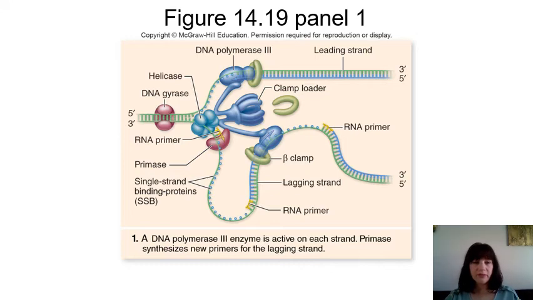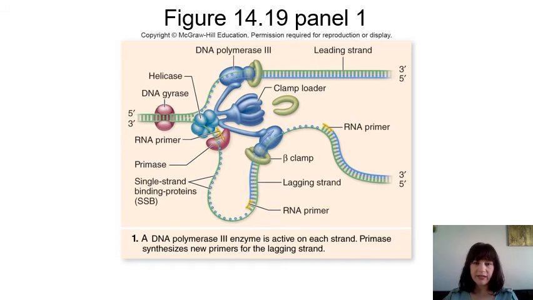So here we have some DNA that's been separated, and you can see that on the leading strand, the DNA polymerase III has generated new DNA in the 5' to 3' direction. It runs towards the replication fork. Whereas on the lagging strand, because DNA is anti-parallel, and the polymerase only runs in one direction, as it runs in the 5' to 3' direction, that means it's running away from the replication fork.